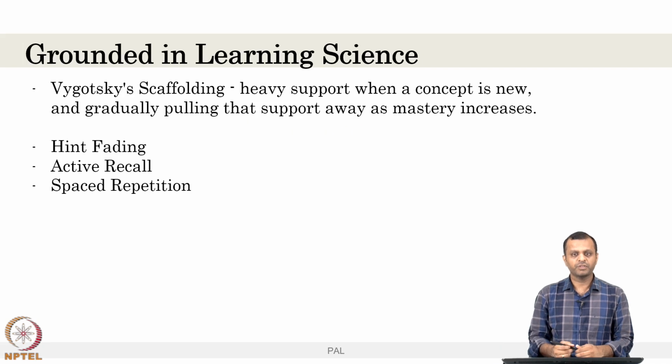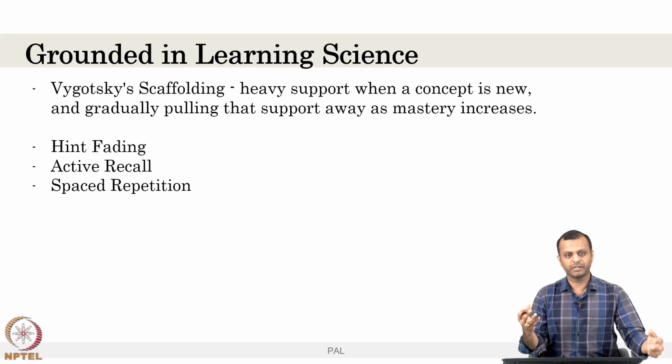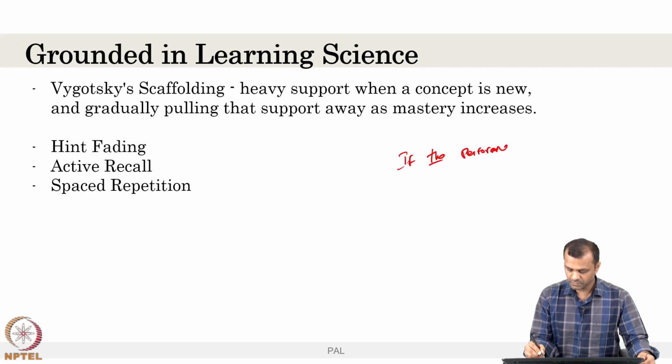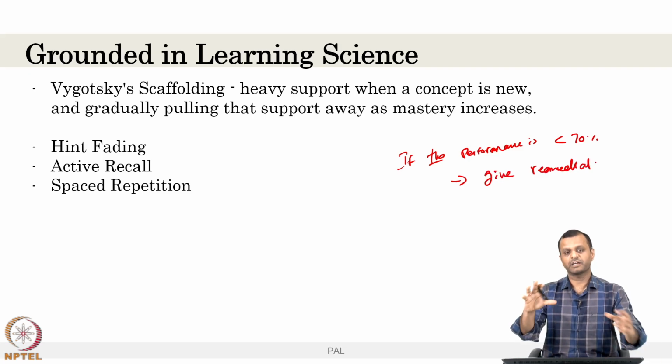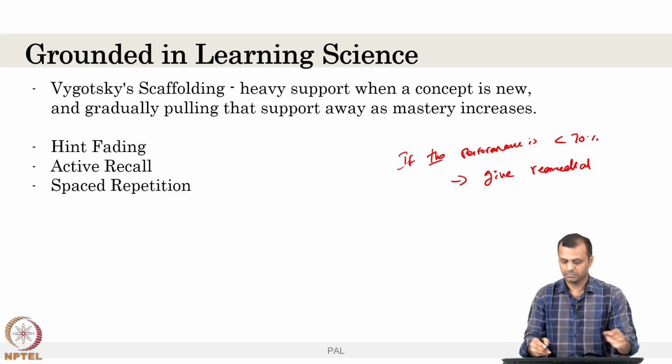If you think of simple PED logic, you can say that if the performance is less than 70%, give remedial content. For example, you are conducting a test of 10 questions for a particular topic. If the student is not able to score 70, give the remedial content.